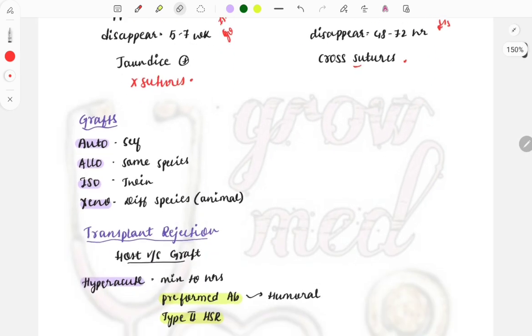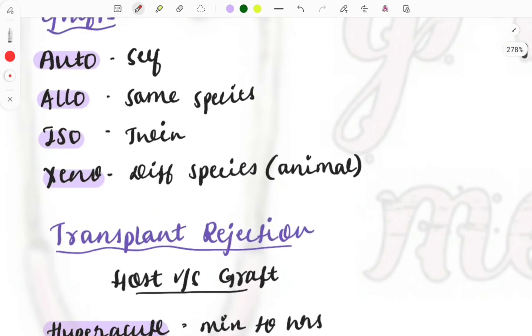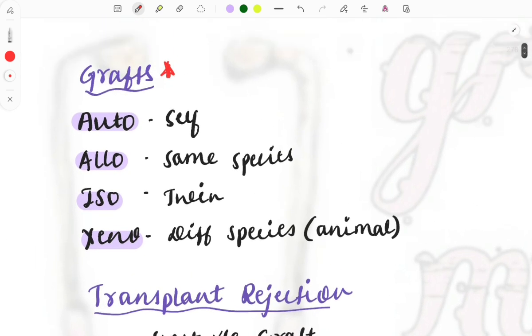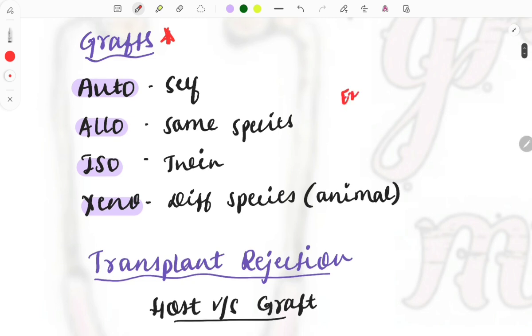Then moving on to another important topic, that is the grafts. So this is also a repeat topic, and in grafts all you need to remember is that they are classified into four types. Auto means self, allo means same species, iso means twin, xeno means different species, like animal. Okay, you need to mark up these things because examples are given in questions, that a patient had undergone a road traffic accident and now wanted some part to be replaced or changed. So his twin brother gave him that part.